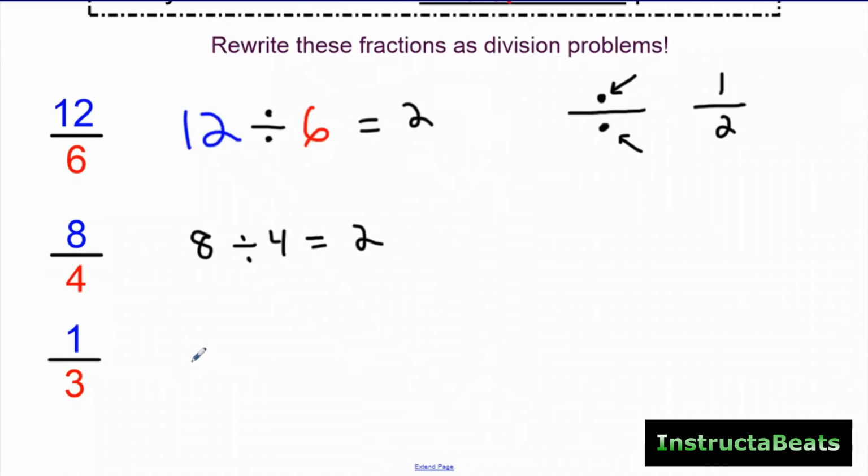All right, and then we have our last one, 1/3, which really is saying 1 divided by, the fraction bar, 3. What are you talking about? I can't do 1 divided by 3.